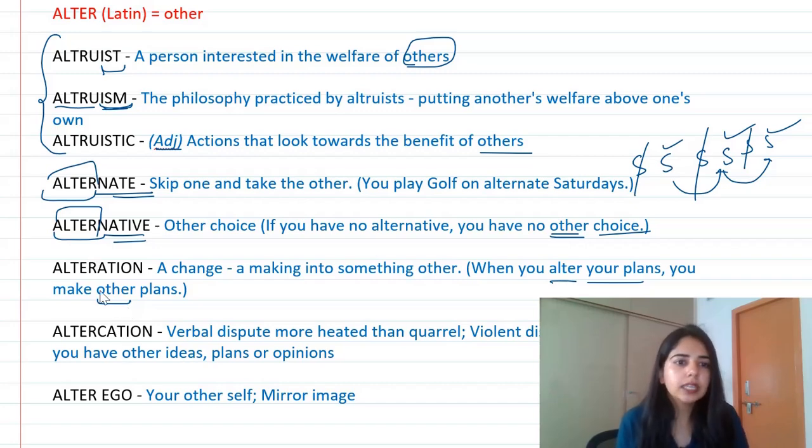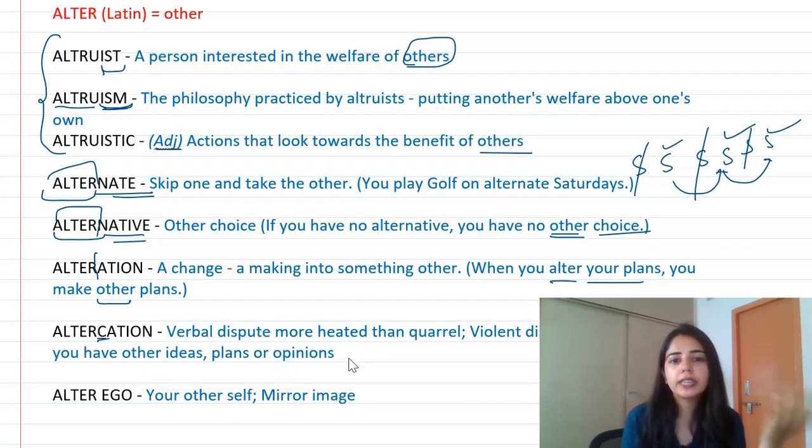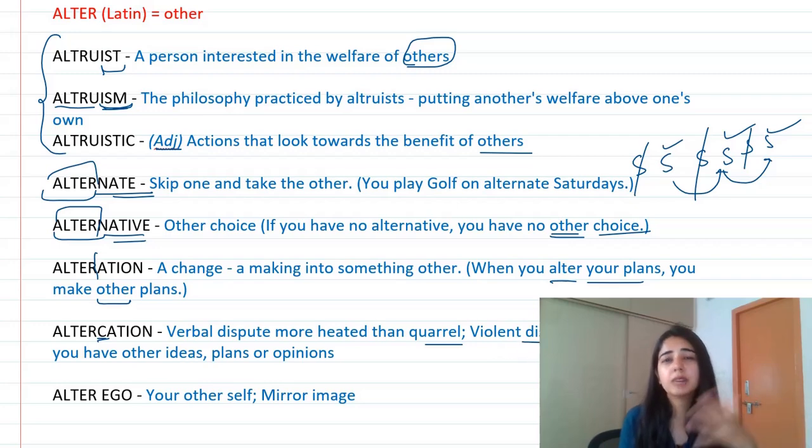Okay. Now if I just add a C here, after alteration I have added a C, then it becomes altercation. Now if you and I have different ideas, my ideas are other than your ideas, then we may have a verbal dispute or disagreement. But if it increases in intensity, a verbal dispute more heated than quarrel, violent disagreement, if it becomes very heated and the people are very short tempered and violence has come into the picture, then that becomes altercation.